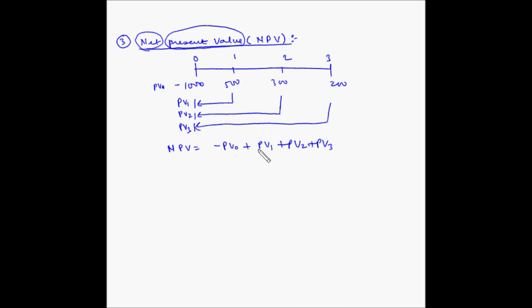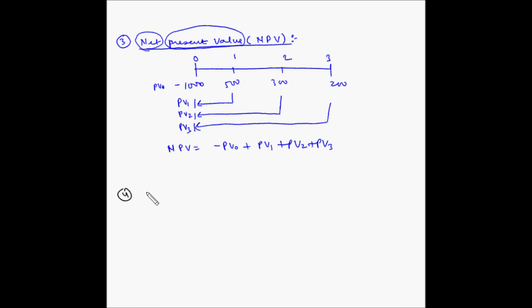So obviously, if the net present value comes out as positive, that means greater than zero, then what it means is the cash inflows are more than the cash outflow. Whereas if the NPV comes out negative, then the cash outflow is more than the cash inflow. So the project should be accepted if the net present value is positive.